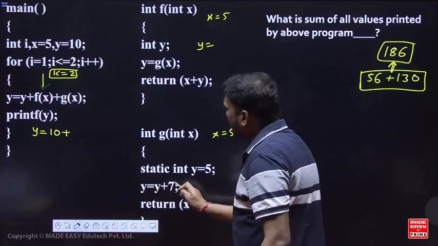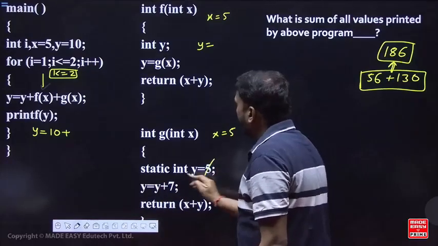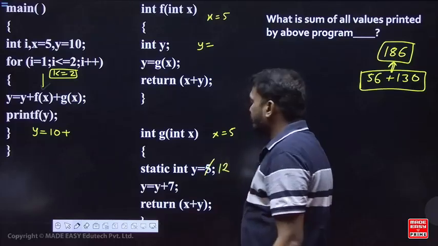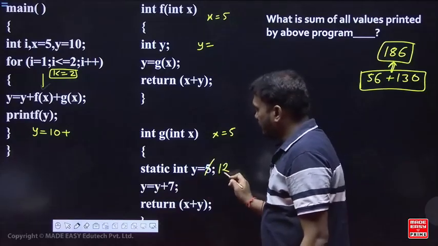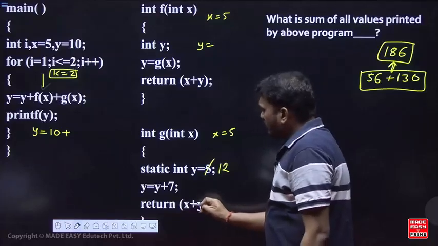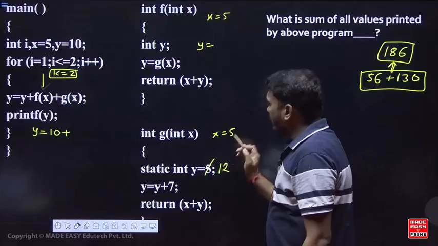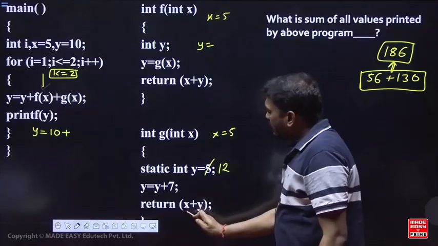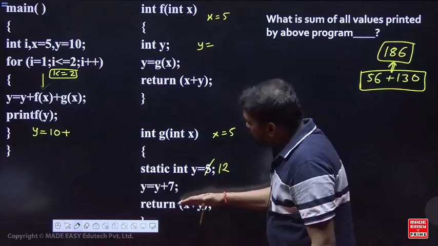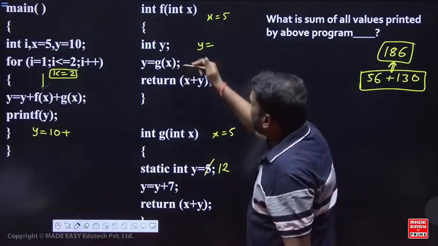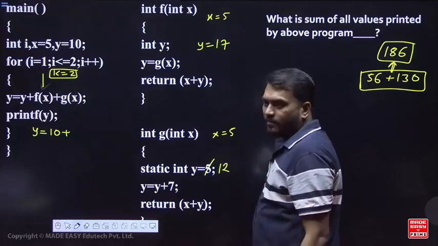And next, y equals y plus 7. Now the y value is 5. Y plus 7, 5 plus 7 is how much? 12. Y equals y plus 7, y value was 5, 5 plus 7 is 12. Return x plus y. Now tell me, what is the x value in this function? 5. What is the y value? 12. Now 5 plus 12 is how much? 17. This is returning 17, and that 17 will be assigned to what? Y. 17 will be assigned to y.